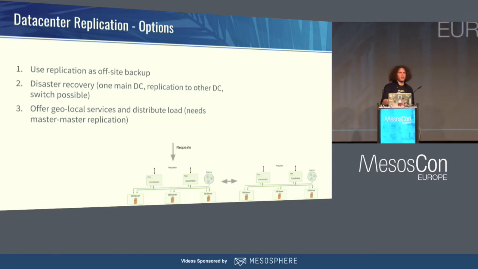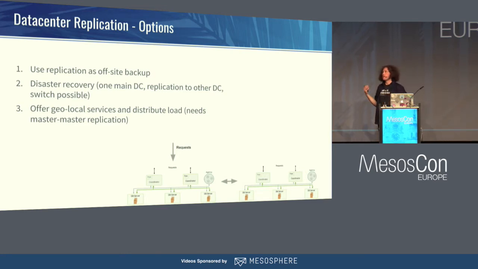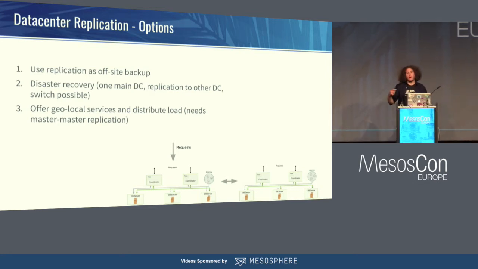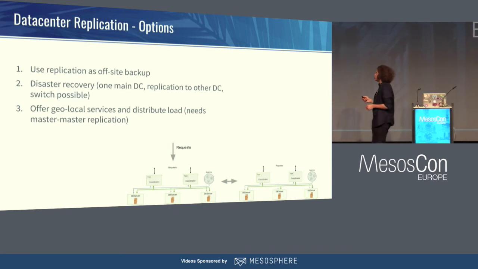The first level is simply to use replication as an offsite backup. So I create a database dump every hour, and I write it to an external data center. This is one option and one goal, basically have an offsite backup of my data. The second one could be for disaster recovery, which actually would mean that my secondary data center can take over that workload if it needs to. And the last level, and the most complicated one, is actually to have two active data centers, which can then also be used for geolocation, meaning I can actually get requests to both data centers.